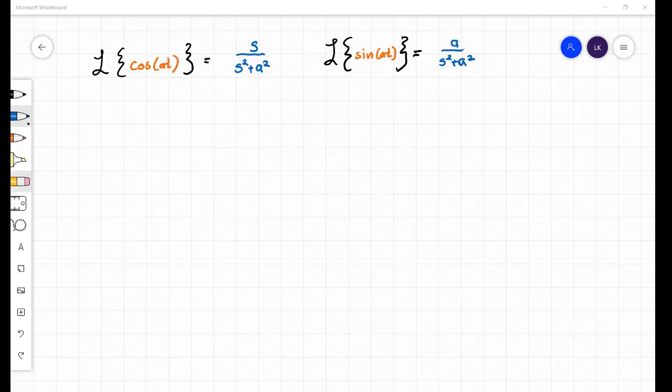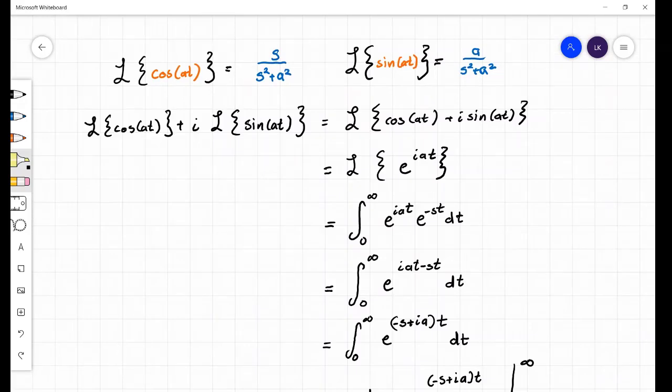Next, we derive the Laplace transform of a cosine and sine function. We'll use a complex trick to accomplish this so that we don't have to do integration by parts. Okay, let's consider the Laplace transform of cosine plus i times the Laplace transform of sine. Using the linearity of the Laplace transform, we can write that as the Laplace transform of cosine plus i sine. Here we employ Euler's identity, so that we get the Laplace transform of e to the iat.